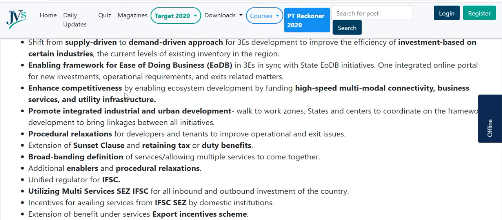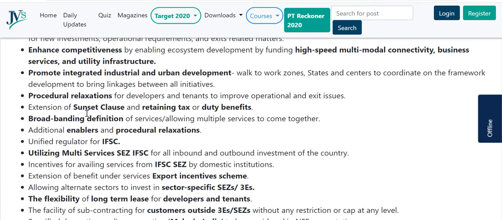So the next important recommendation is, in order to make it competitive and attain ease of doing business, there should be multimodal connectivity. Funding should be there for multimodal connectivity, business services, utility infrastructure, etc. And it should also promote industrial and urban development, like walk-to-work zones, to coordinate on the framework to bring all these linkages. And the sunset clause, 2020 was the sunset clause, this should be extended. And the tax and duty benefits should be retained. There should be an extension.